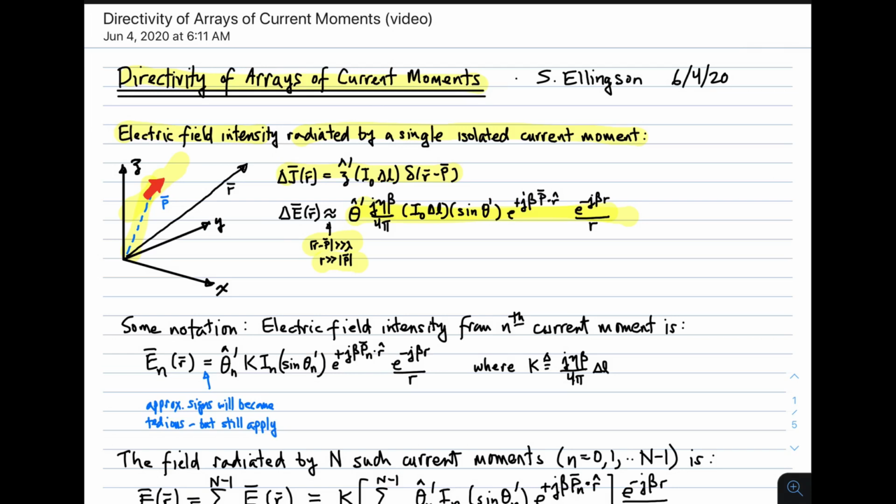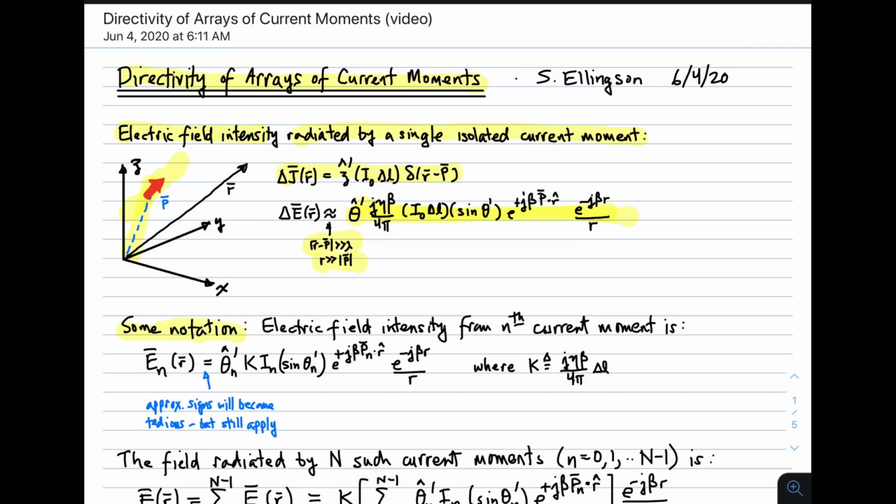moment. Now, we want to use this as the building block for an array, and in fact this serves as an appropriate building block for virtually any transmitting array, because we can model the radiating currents from just about any array as a superposition of these current moments. So let's begin with some simplifying notation.